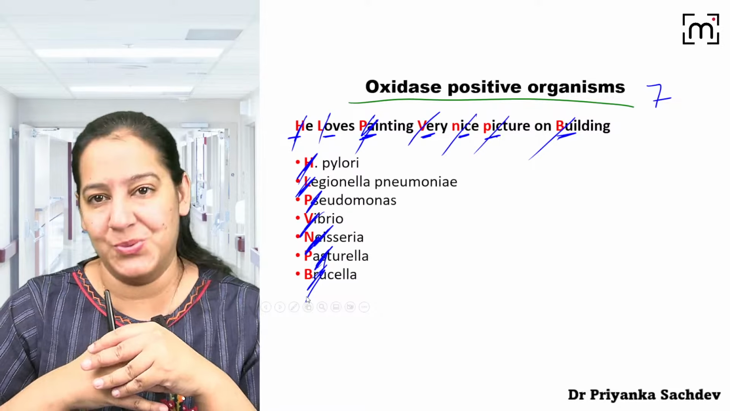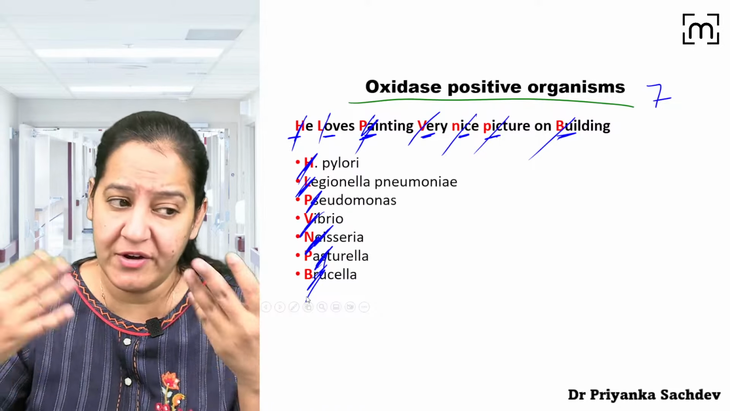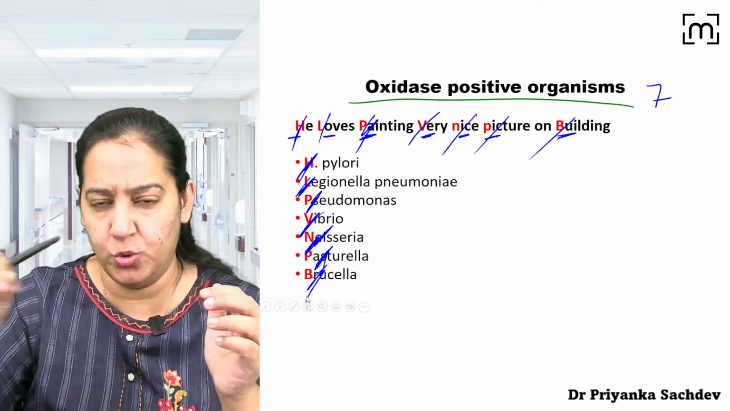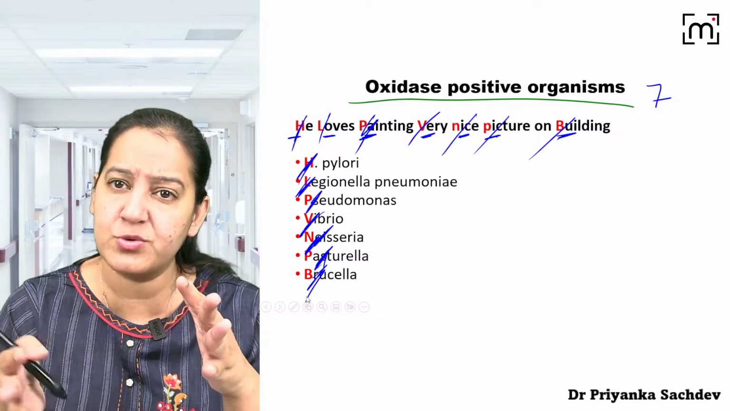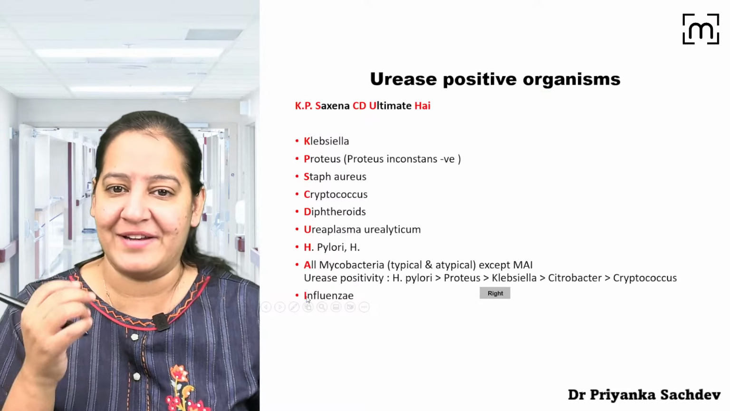So mnemonics are useful. Try to learn them and revise them a few days before your exam. You have much time now. You can revise all the mnemonics before your exam. You can write all the mnemonics at one place, in 2-3 pages, just compile them and revise those 2-3 pages before going to your exam. So that is the oxidase positive, the 7 bacteria.